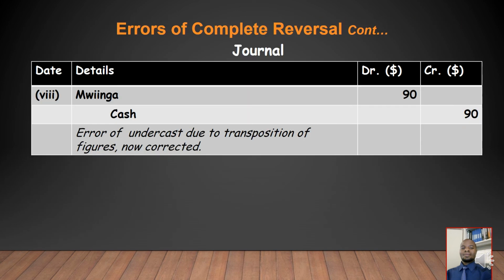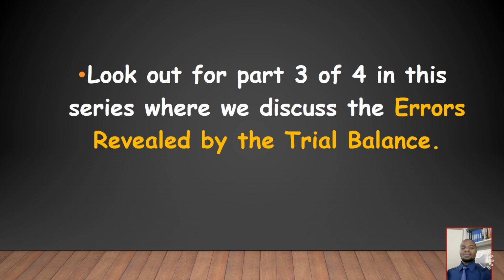In the journal, all we are going to say is debit Mwinga account with $90 and credit the cash account with $90, being the correction of an error of undercast due to transposition of figures. Well, this is where we come to the end of this particular presentation. Look out for part 3 of 4 in this series where we discuss the errors revealed by the trial balance.